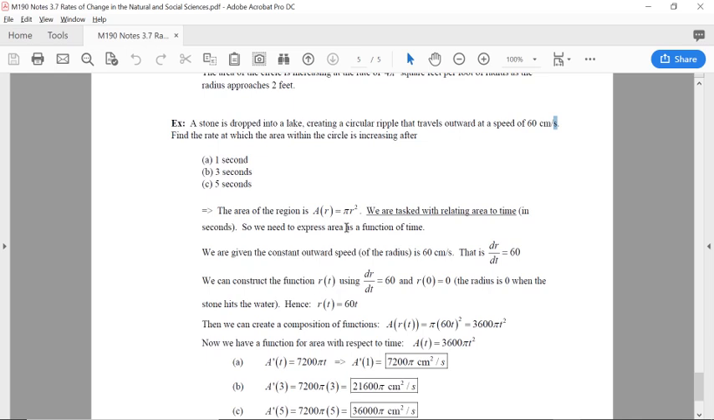The derivative of this with respect to time, or implicit differentiation in other words, right? R is an implicit function of time, but we can write it as an explicit function because we're told that r of t is equal to 60 times t by this information here. So the derivative of this with respect to time is 2 pi r times dr dt by implicit differentiation, where dr dt is equal to the constant 60. The outward speed is constant at 60 centimeters per second, radius is in centimeters, time is in seconds.